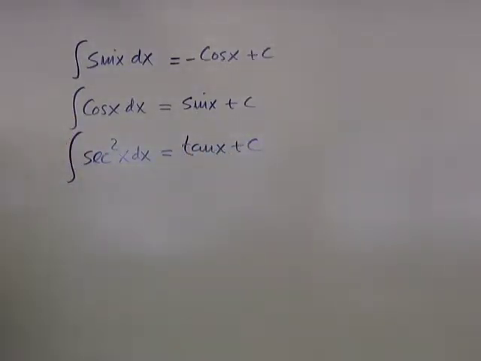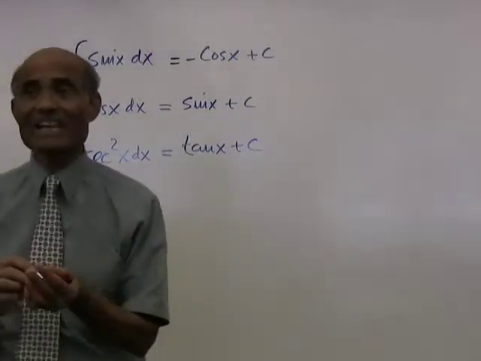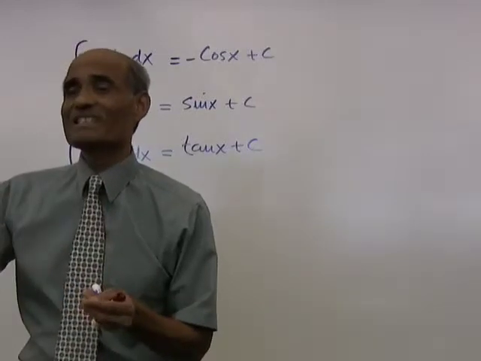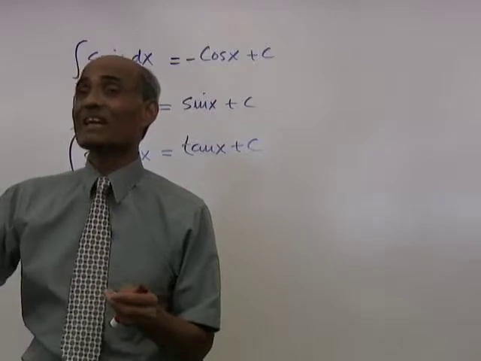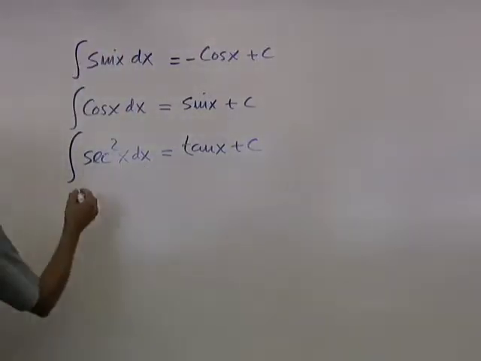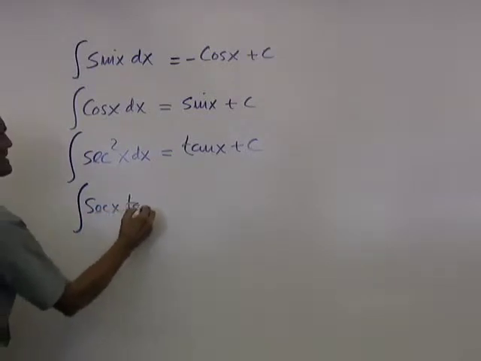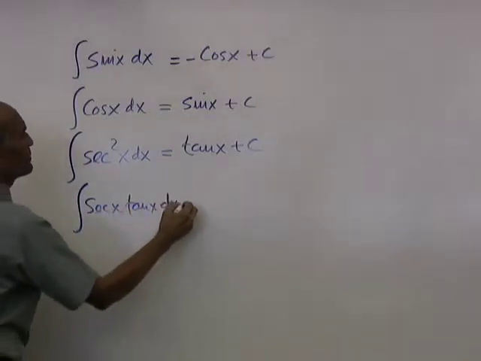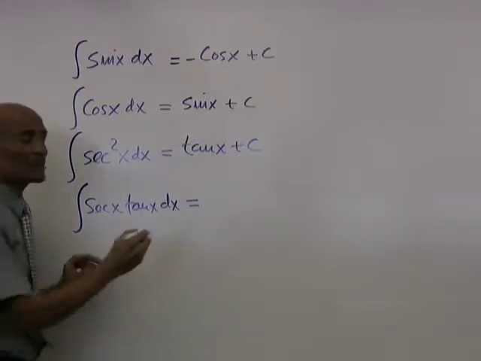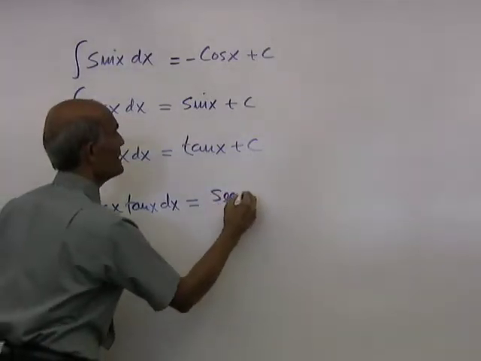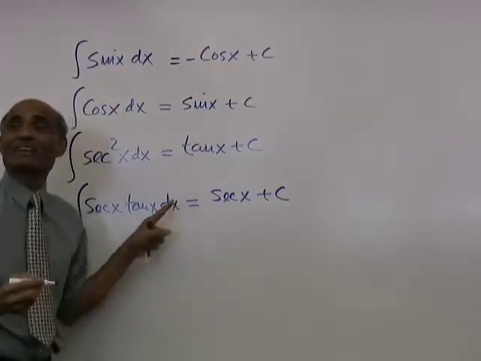Well, another derivative that you know is the derivative of secant x. What's the derivative of secant x? The derivative of secant x is secant x tan x. Therefore, we can integrate secant x tan x dx. And what's that equal to? Integral of secant x tan x dx equals secant x plus c, because the derivative of secant x is secant x tan x.